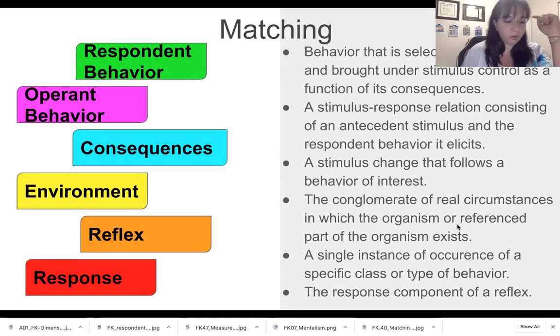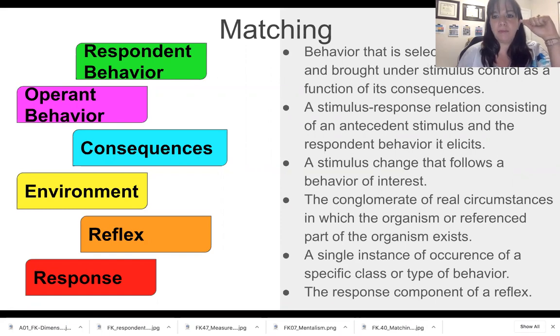All right. We're going to do some matching now. This is strictly vocabulary. So if you don't know it and you want to take out your Cooper book, this is straight from the Cooper glossary. First, we're going to start with respondent behavior. Actually, I'm going to do it the other way around. I'm going to read the definition on the right-hand side, and you guys tell me what it is.